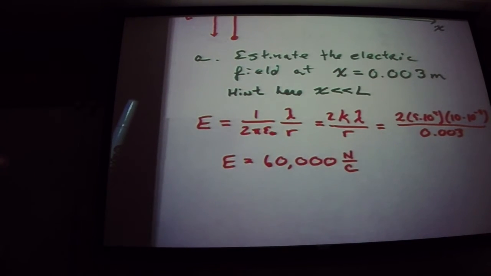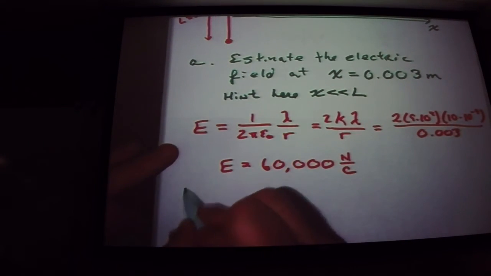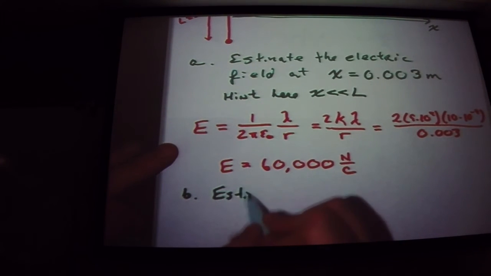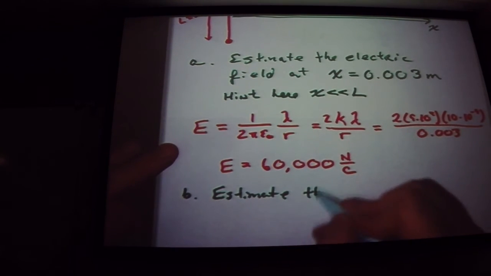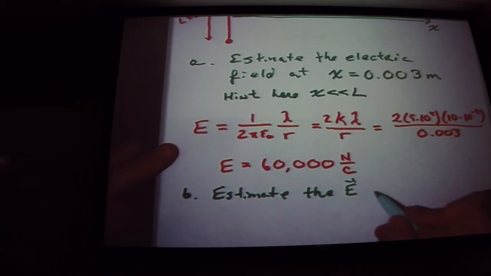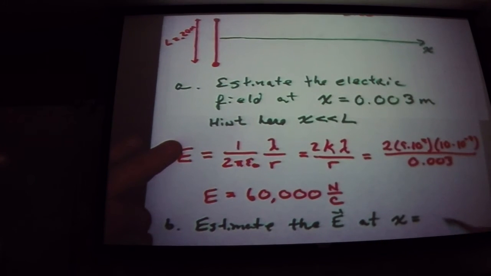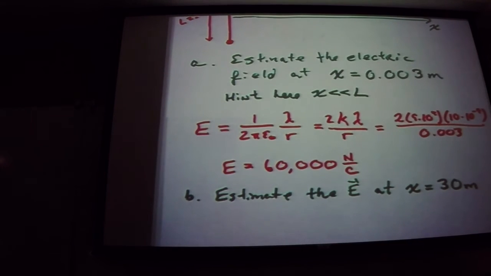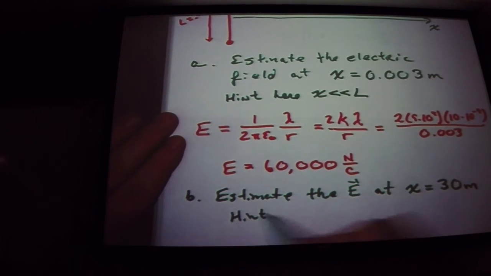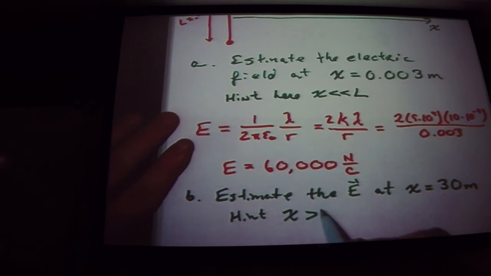Okay. Now here's part B. Estimate the electric field at x equals 30 meters. Shall I give you the hint? Do you know what the hint is here? You see where this is going? Treat it as a point charge. Hint: the x here is much, much bigger than the length L.